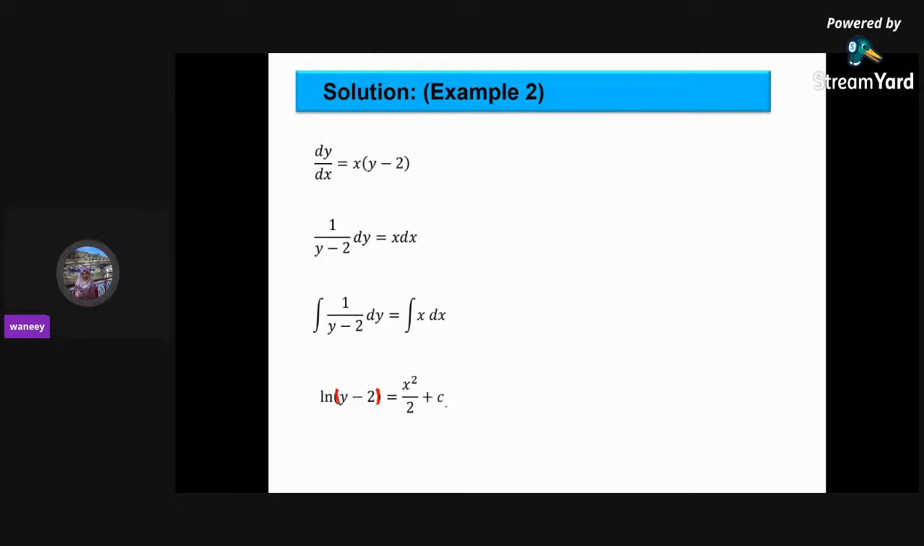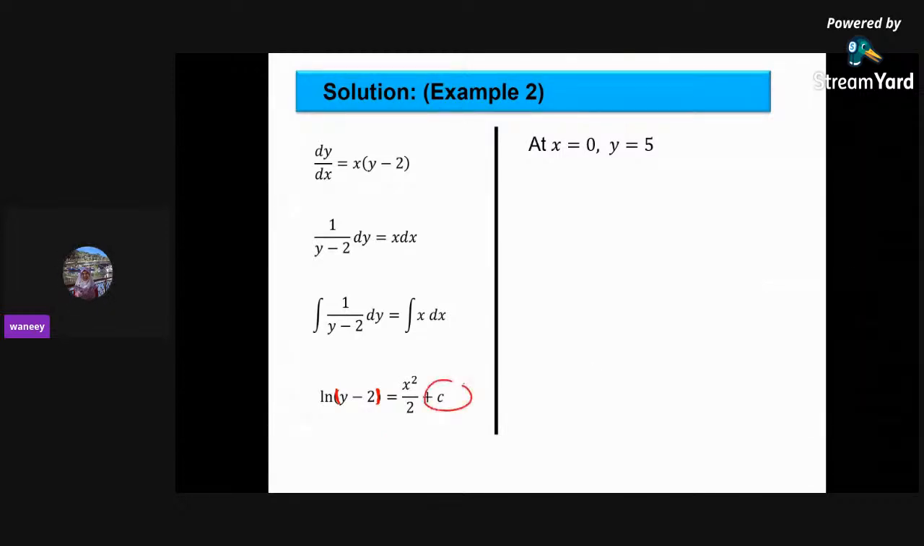But can we leave it like this? The answer is no. We cannot leave it like this. Why? Because we are given some particular value, so we need to substitute that value. At x equal to 0, y is equal to 5. So we can easily substitute the values of y and x and find the value of c. ln of 5 minus 2 is equal to 0 squared over 2 plus c. So c is equal to ln 3.